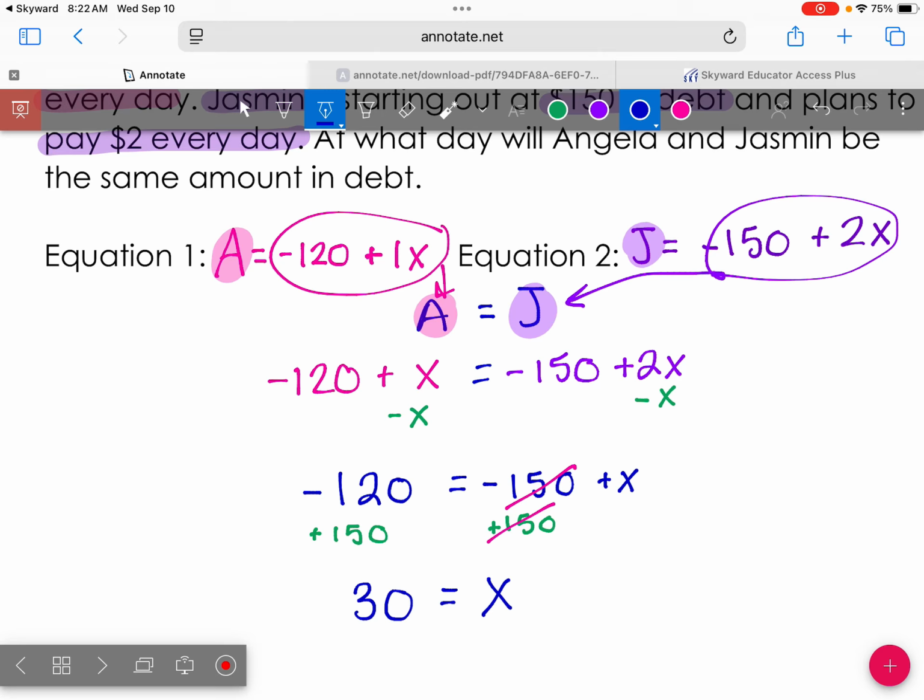So on what day are they going to owe the same amount of money? The 30th day. Because remember that this one was $2 each day, and this one was $1 each day. So that x is standing for days. So if they start this payment plan and they pay it off, they're both going to owe the same amount of money when they get to 30 days.